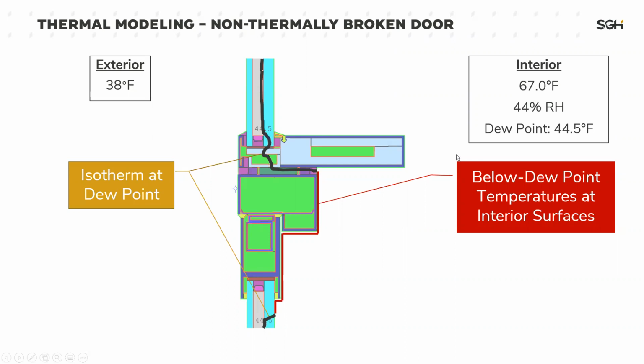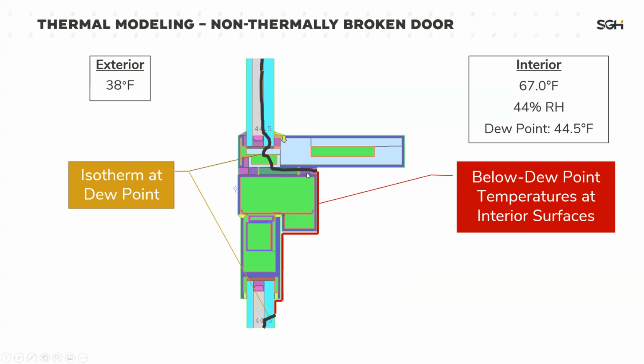I've traced out here in black the isotherm at the dew point. And an isotherm is a line that connects all the points of equal temperature. And in this case, I have highlighted it at the dew point, which is based on the assumed interior temp and RH for this model.